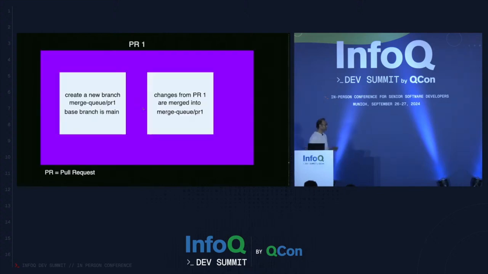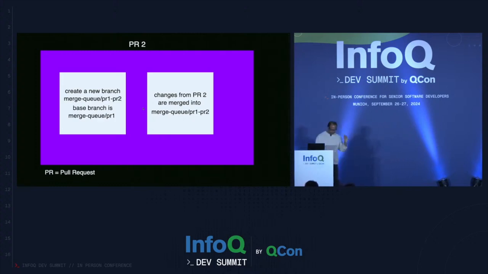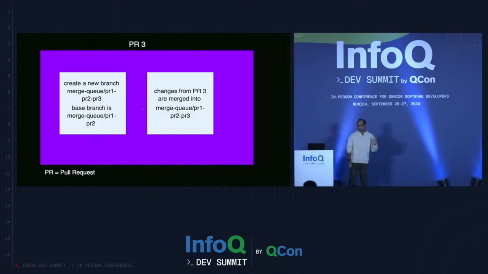Then once it goes to merge queue, this is how it works. GitHub will create a new branch from your first PR, and the base branch will be main. Then it will rebase your changes from PR1 onto this newly created branch, but it will not do anything else. The branch is created, that's it. Then it creates another branch called PR1, PR2. Now the PR1 branch is your base, and it will merge PR2 changes into this branch, so now it's the latest code. Same with PR3: it will create PR1, PR2, PR3, take PR1 and PR2 as base, and PR3 changes will be merged into this branch.